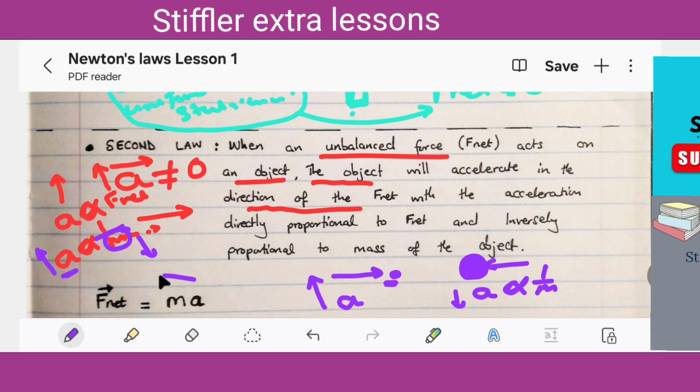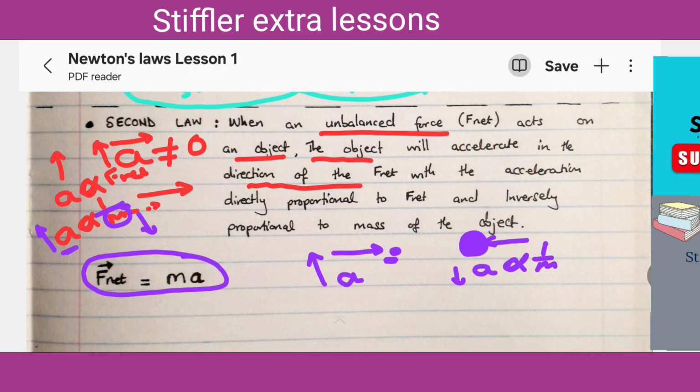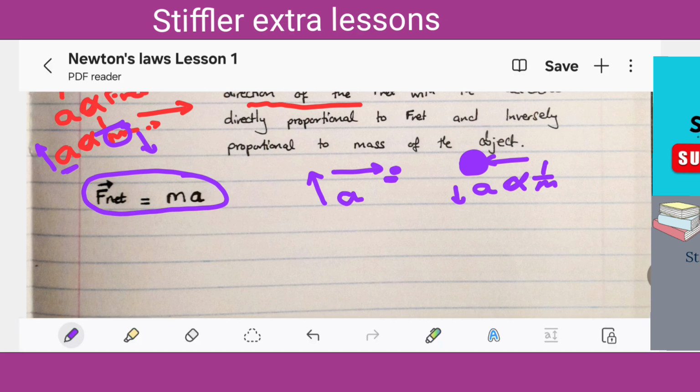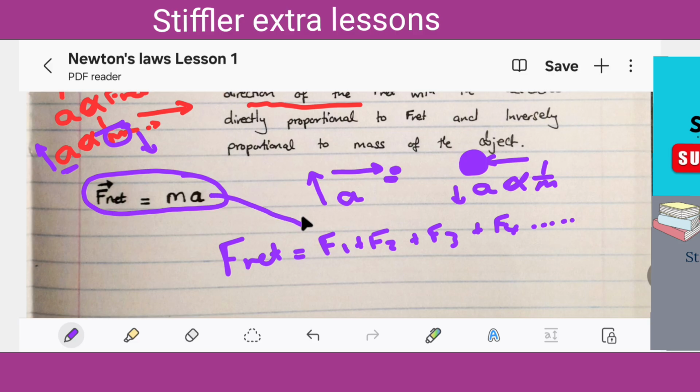So we showed that our F net is equal to ma. That is the equation of Newton's second law of motion. Always remember, F net is also equivalent to F1 plus F2 plus F3 plus F4, depending on how many forces you have. So you can expand that, and ma is equivalent to that.